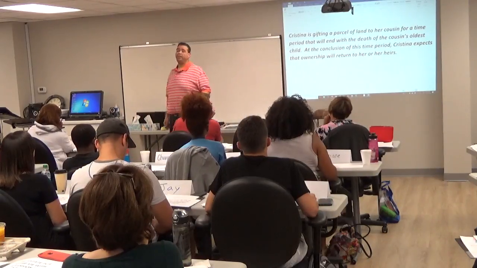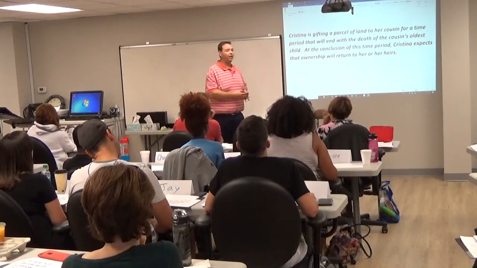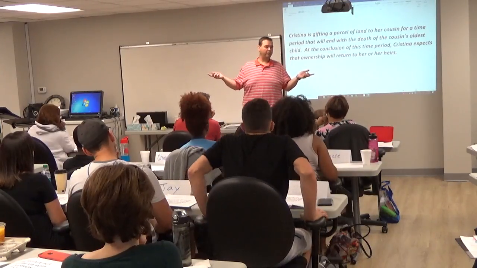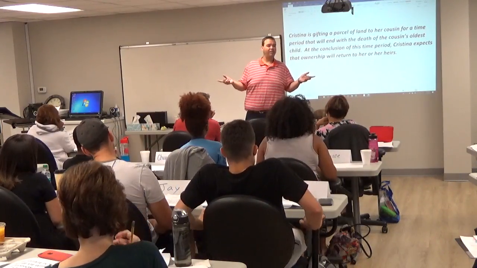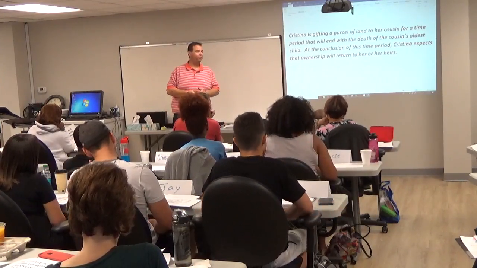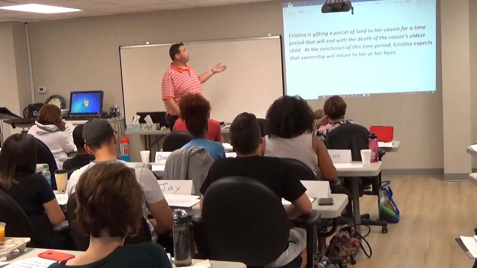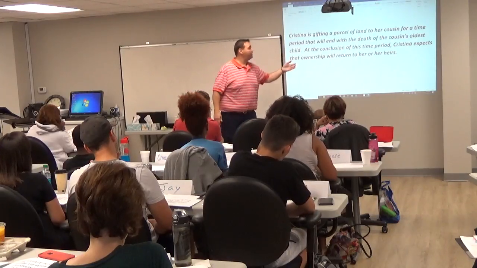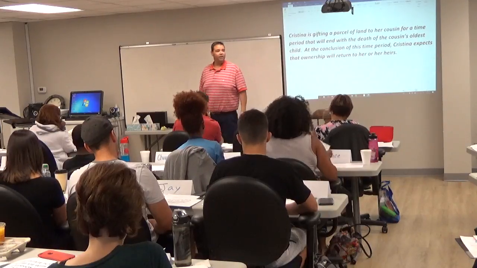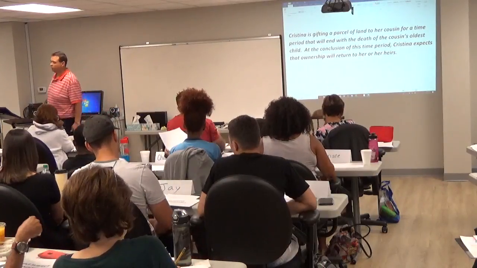So the cousin's a life tenant that will end with the death of the cousin's oldest child. Who is the measuring life? The cousin's oldest child. Is that the same person or a different person? Different. So what kind of life estate is this? This is a per autre life estate. And now, what's the last question we need to answer? Is it remainder or does it revert? And it says at the conclusion of this time period, Christina expects that ownership will return to where? Her. So what is it? Reversionary. This is a life estate per autre with a reversionary interest.